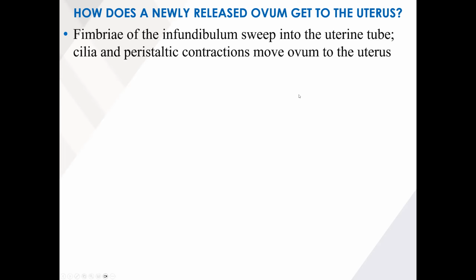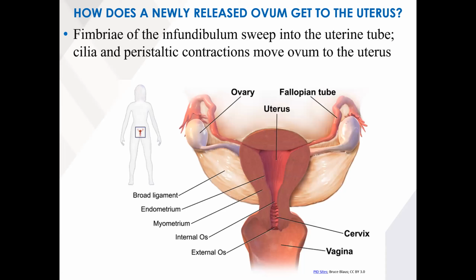Those fimbriae are going to create a current. So here we can see the fimbriae here. They are going to create a current that draws the egg into the fallopian tube. Then the fallopian tube will be the pathway that the egg travels along to get into the uterus. If the egg gets fertilized in the fallopian tube, then it could implant somewhere in the uterus. And then if not, then it'll just pass on.